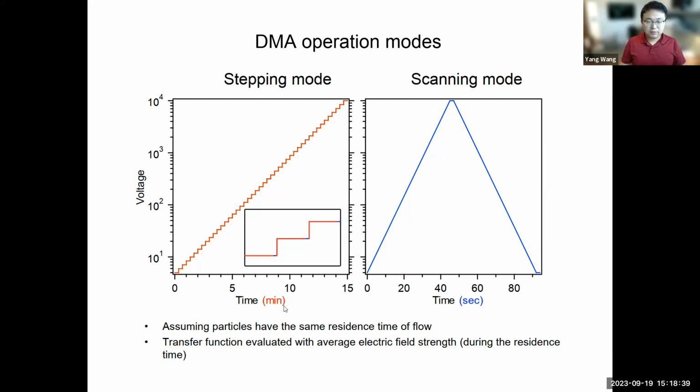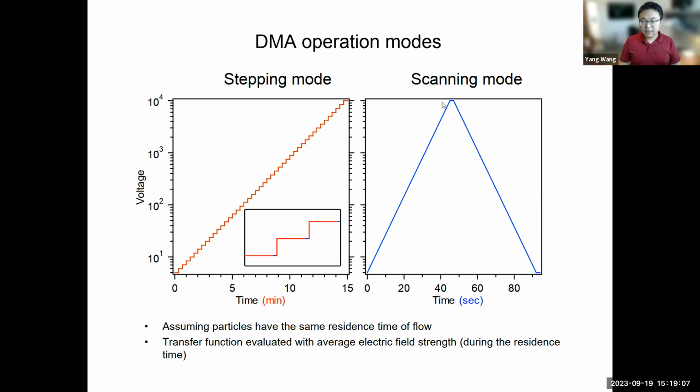So because of that, people invented new methods to operate the DMA, that is the scanning mode of the DMA or the SMPS. In the scanning mode, the voltage continuously and smoothly increases exponentially, right? That is the up scan. And then you can also do the down scan, where the voltage exponentially decreases all the way back to the beginning voltage, right?